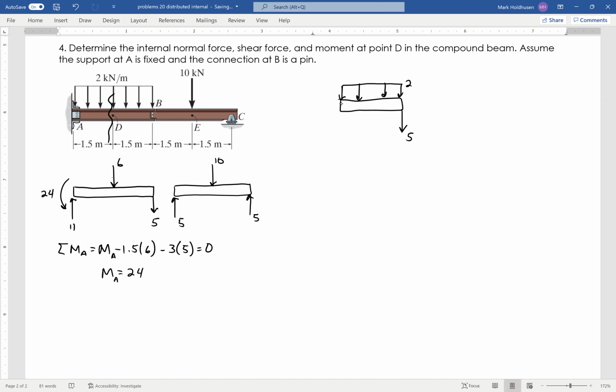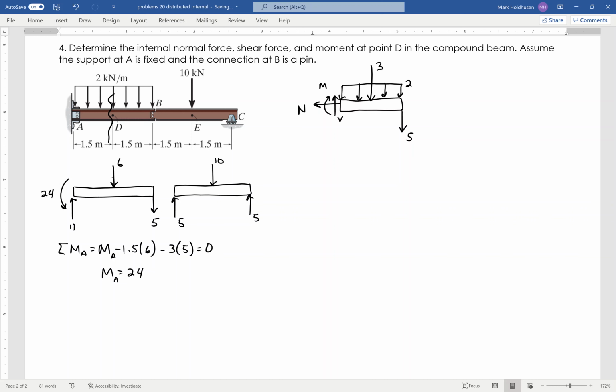And then at D, I'm going to have N, V, and M, like so. Again, don't worry about what directions you draw them in, as long as you know when you get the result what direction it's ultimately in. You can make any assumptions, up, down, left, right, clockwise, counterclockwise is fine. I need to redraw the distributed load as a single point load. This one is going to have a magnitude of 3 right at the center there.